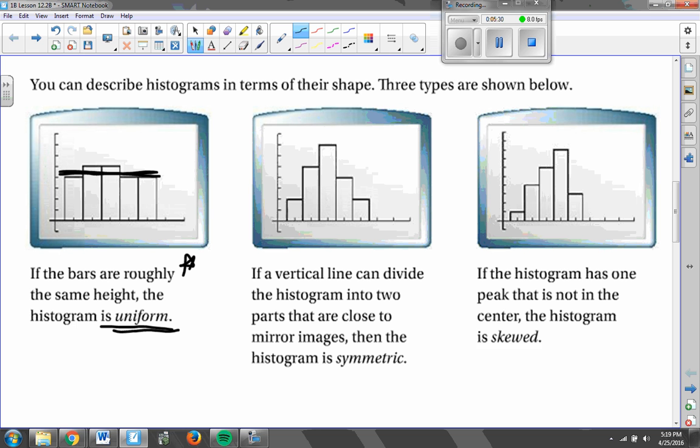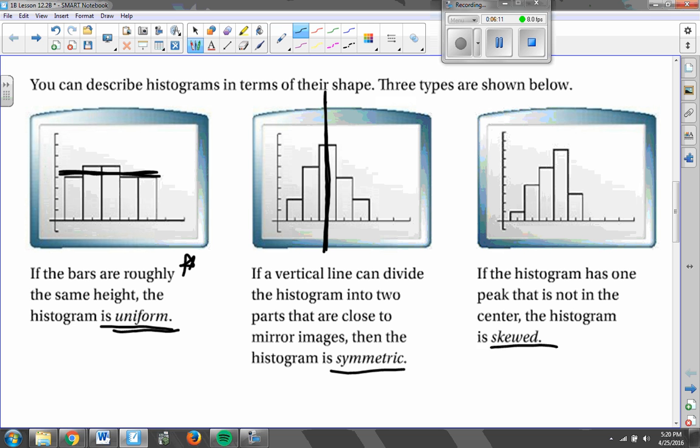If a vertical line can divide a histogram into two parts that are close to being mirror images of each other, meaning if it can divide it pretty much in half through the highest peak in the middle, then the histogram is called symmetric. So here, we have our highest peak right here in the middle, and the two halves are pretty much mirror images of each other, very, very close. So because of that, because we can kind of divide it in half straight down the middle, we call that histogram symmetric.